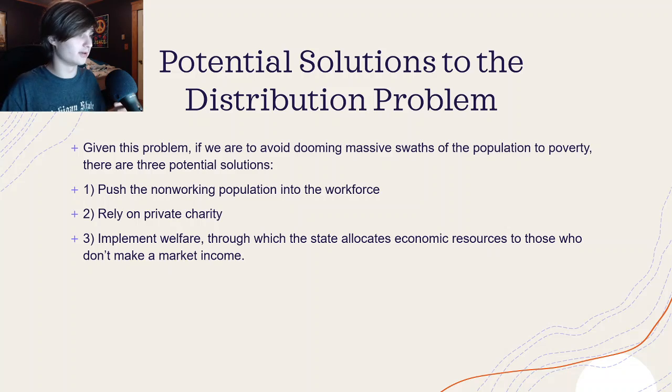So given this problem, right? Given the fact that markets don't distribute any resources to like half the population, if we are to avoid dooming massive swaths of the population to poverty, there are three potential solutions. One, we could push the non-working population into the workforce so they are earning a market income. Two, we could rely on private charity to provide resources for those who aren't earning a market income. And three, we could implement welfare, through which the state allocates economic resources to those who don't make a market income through taxation.